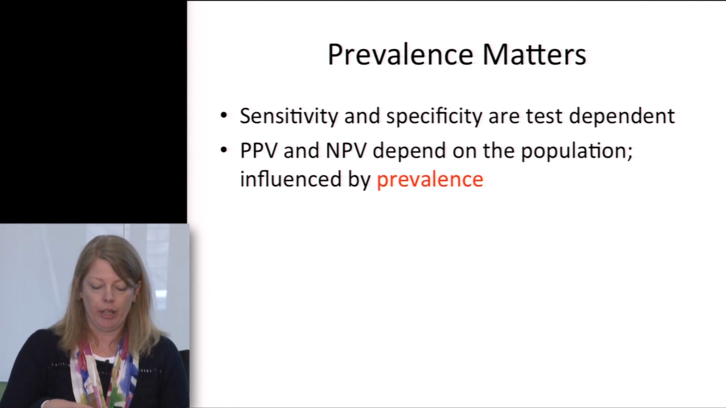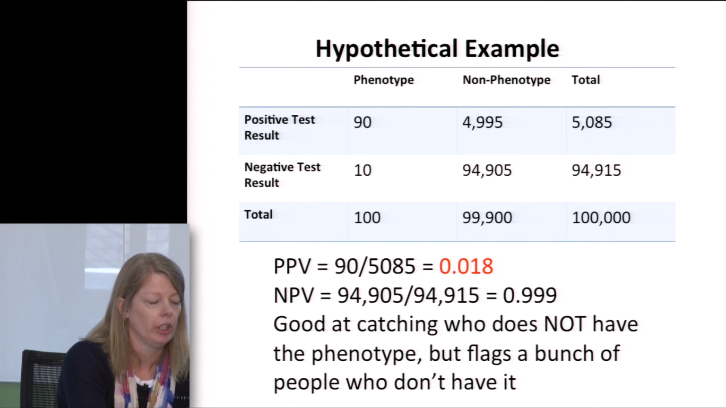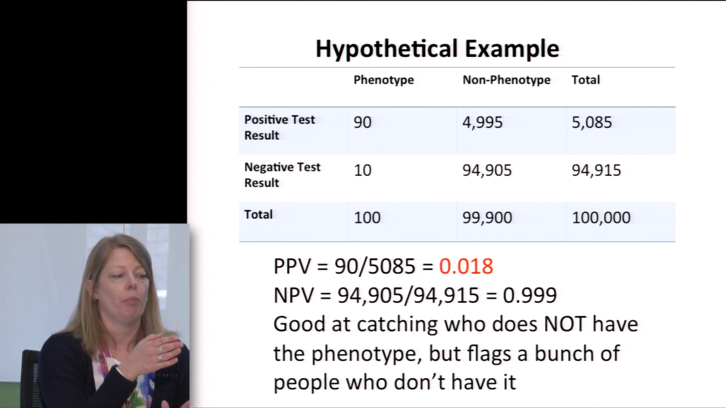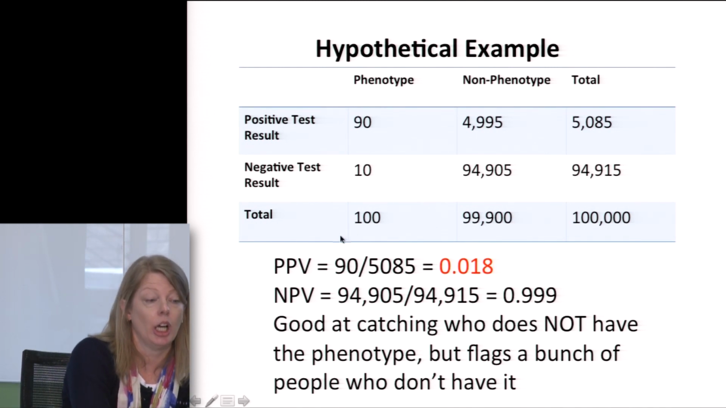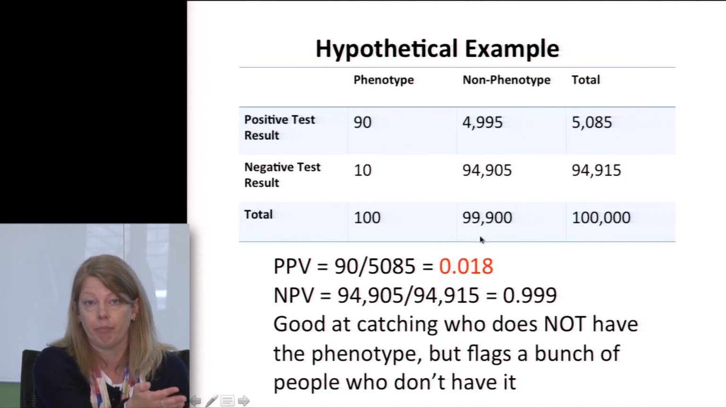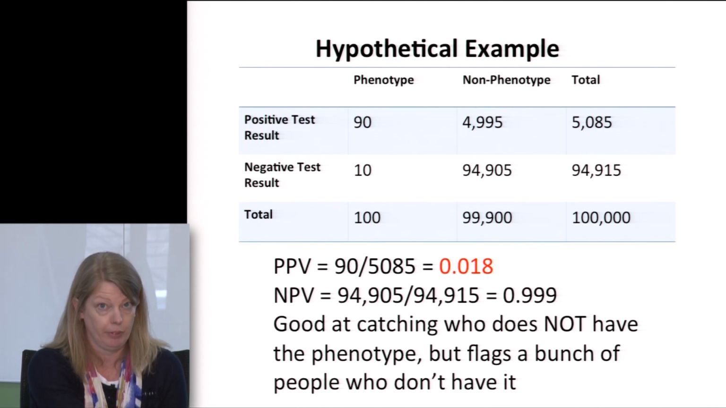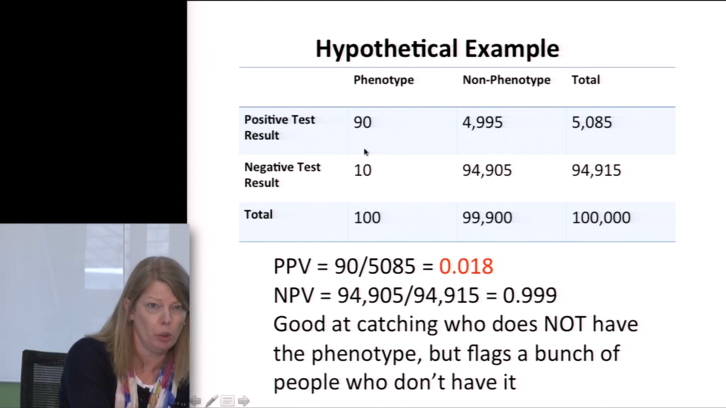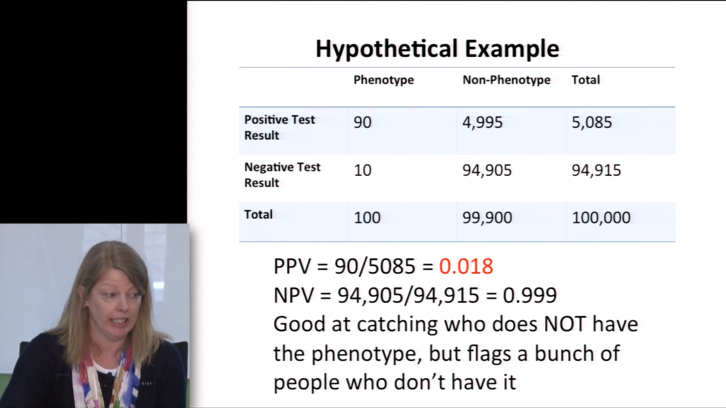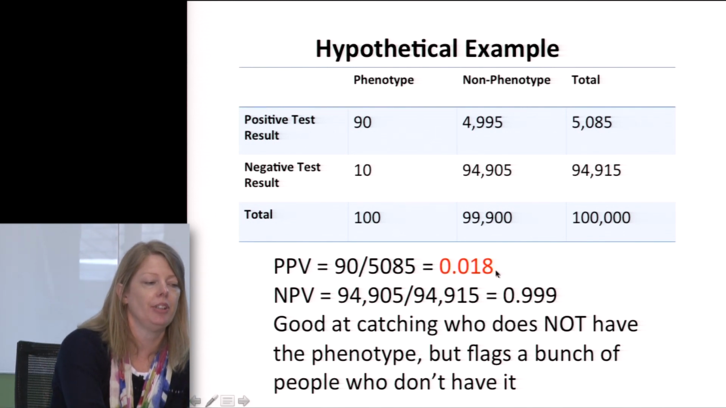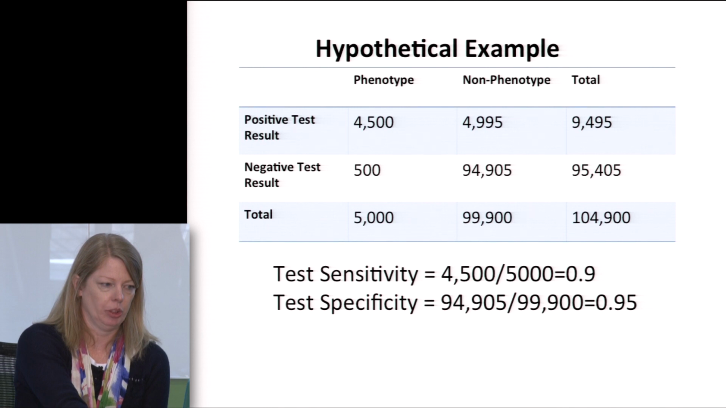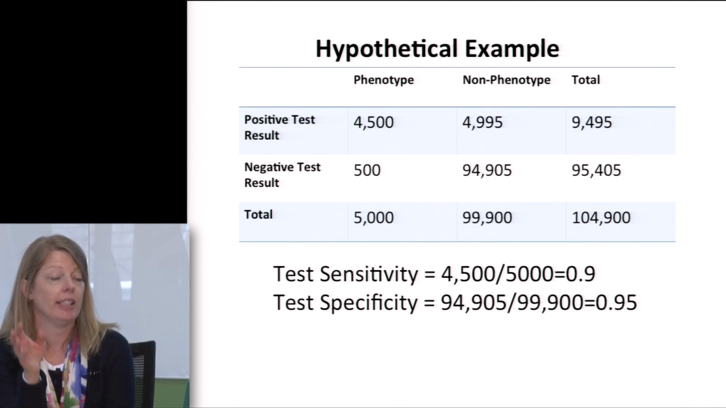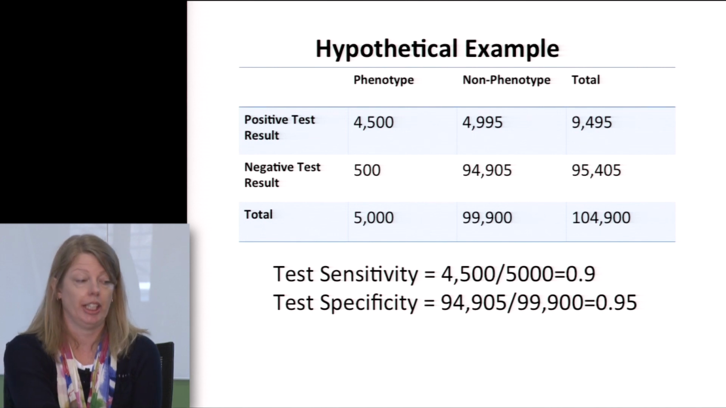So in the example I showed you, the prevalence of this phenotype in the population is really low. There are only 100 people in 100,000 people who have this particular phenotype. So even though your test is really good at picking up who does and doesn't have the phenotype, because so few people in the population even have that phenotype to begin with, it's giving you a poor PPV. If you were looking at a situation where the numbers are different and you have a much more common condition, it's going to change the scenario.